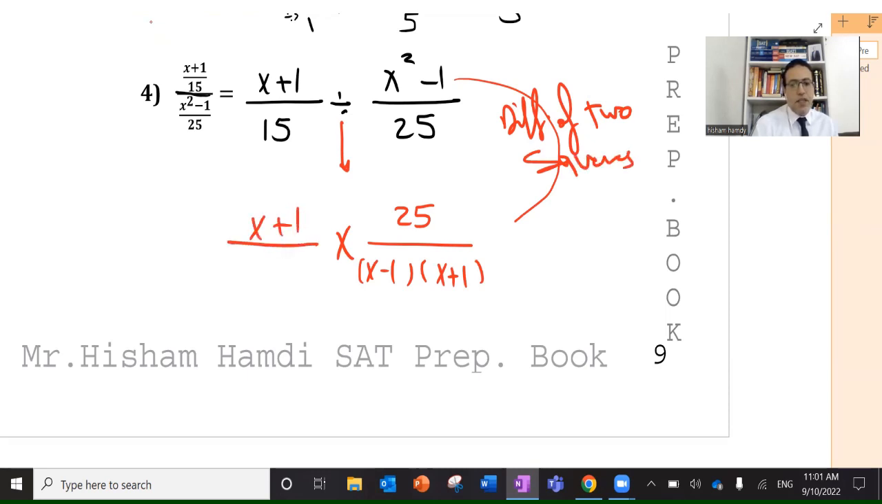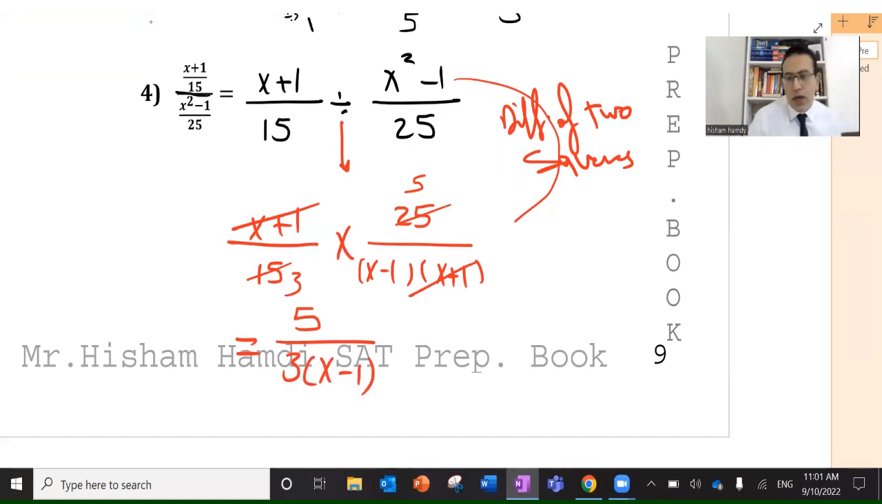Here, x plus 1 divided by 15. Divided by 5 gives me 3. Divided by 5 gives me 5. Cancel x plus 1 with x plus 1. So it's 5 up and down 3 multiply x minus 1. My advice to you is to rewrite these questions. Pause the video, try to solve it by yourself, and then come back and check your answer.